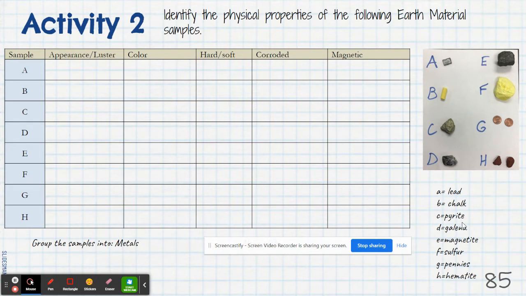Pyrite is also a mineral. Mr. Roweter is next door hammering on some metal right now as we speak, because metal, as we know, is malleable. So if you hear banging in the background, that's just him. Again, pause this for a second and complete this chart and try to group the samples.